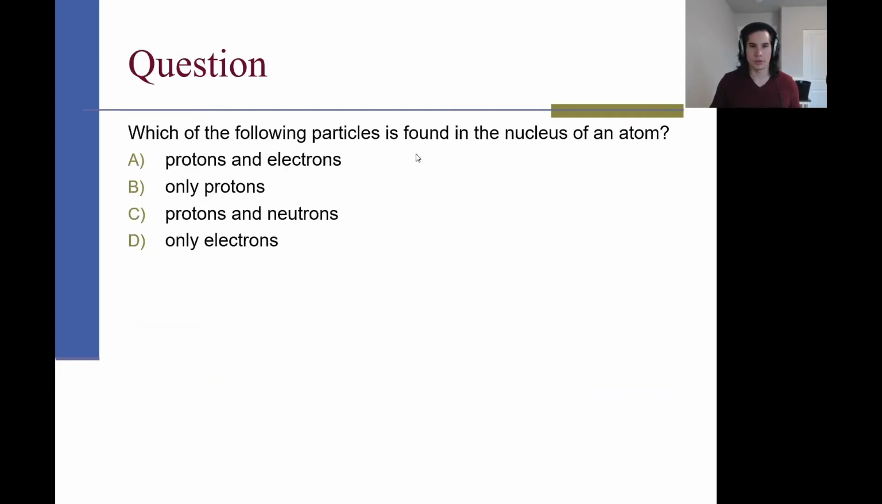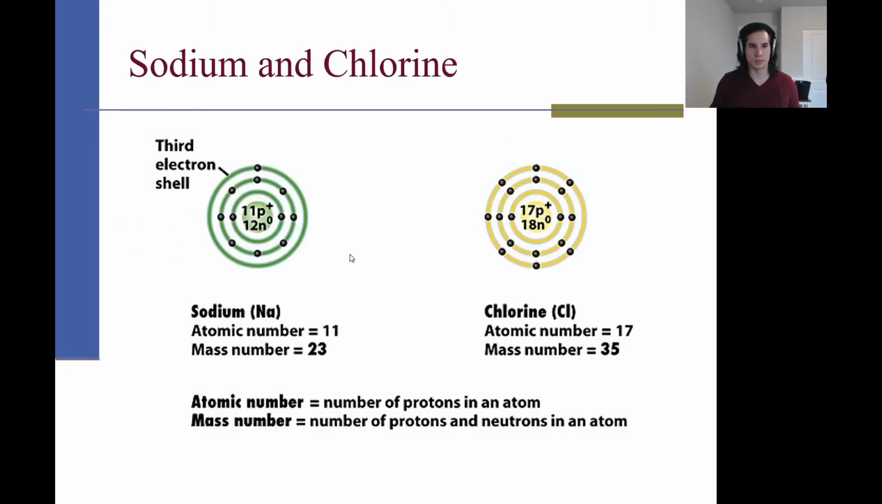So which of the following particles is found in the nucleus of an atom? Remember, we've got protons and neutrons, so that's C. Okay, so sodium and chlorine. All right, so we'll probably be talking about ionic bonds here. Actually, we're just talking about the way we interpret their mass number and atomic number.